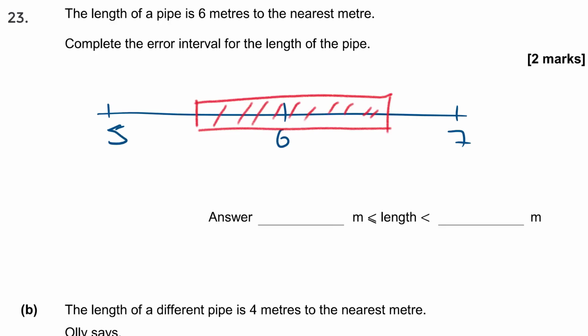Okay, so where does the boundary lie? Halfway between the two of them, 5.5 and 6.5. So we want our length to be greater than or equal to 5.5 and less than 6.5. Okay.